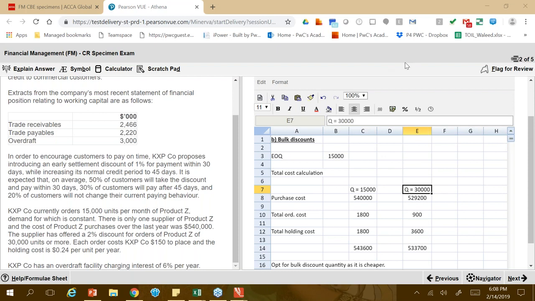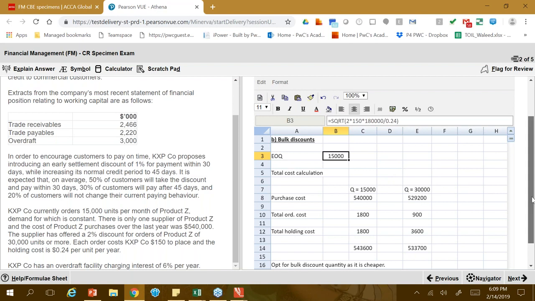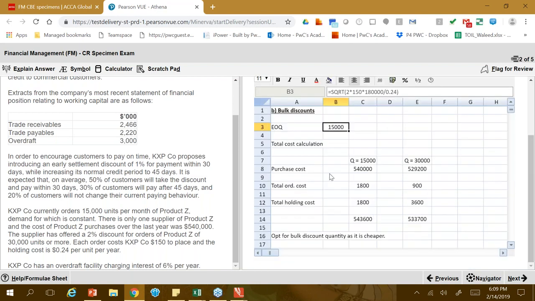Okay, final question. Calculation of EOQ in CB space. Once again, please. Well, here it is. SQRT brackets 2 into CO into D. This is the demand. You could have worked this out as well. 15,000 into 12 here, over the 0.24, which is the holding cost per unit per annum. So this was another 6 marks that we got on this requirement.